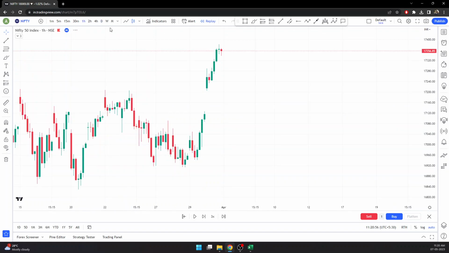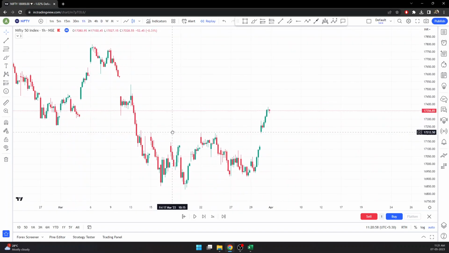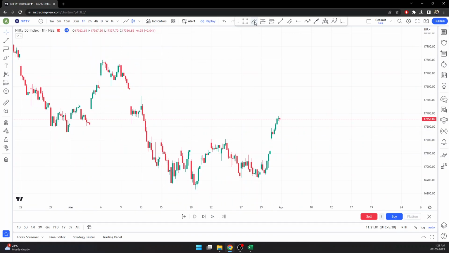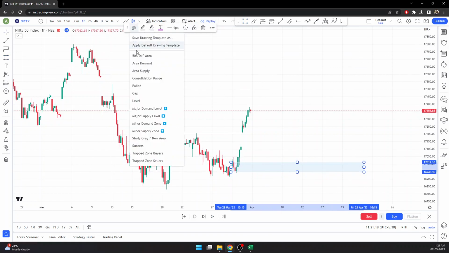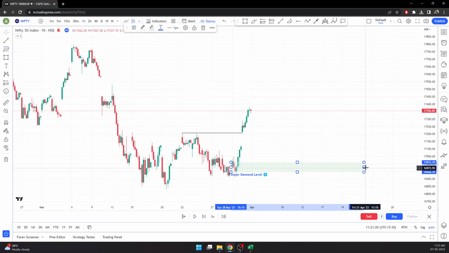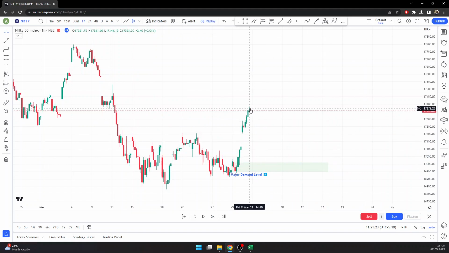So let's go to the 1 hour time frame. We'll mark the ranges here. So let's say this particular level was broken from this particular area, so this would be the demand zone for us. This would be the major demand level. In case the market comes down again, we'll try to take a buy position here, right?